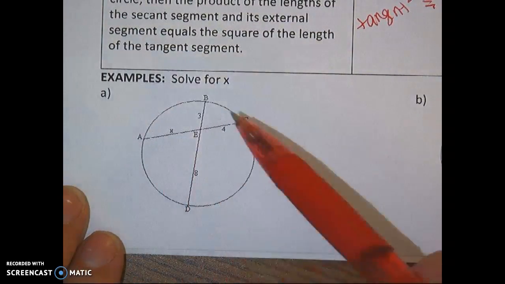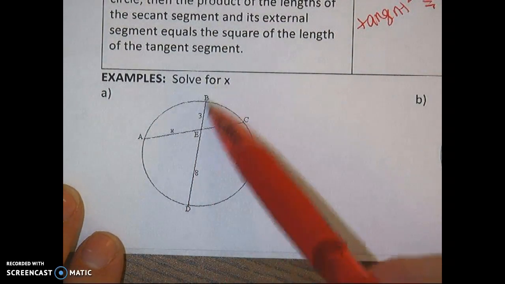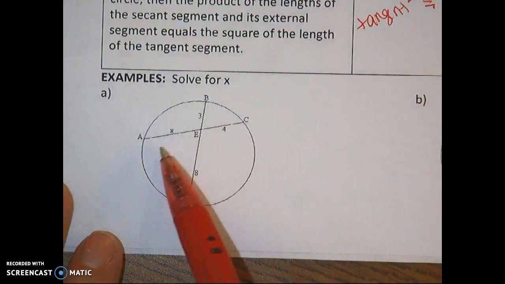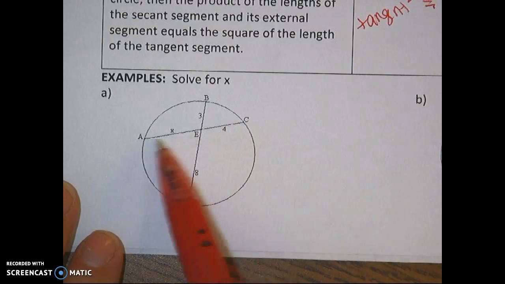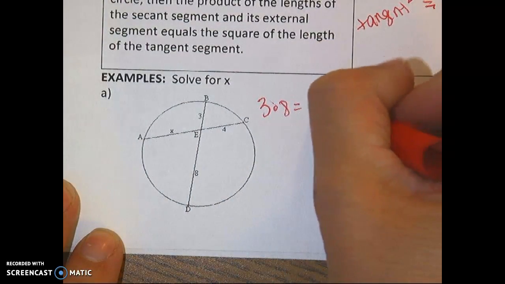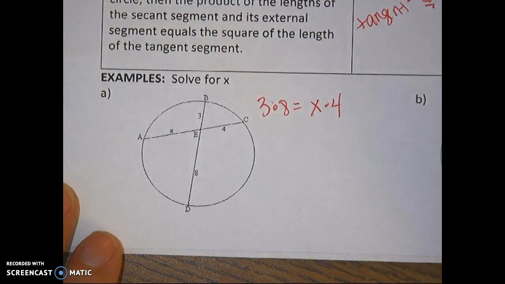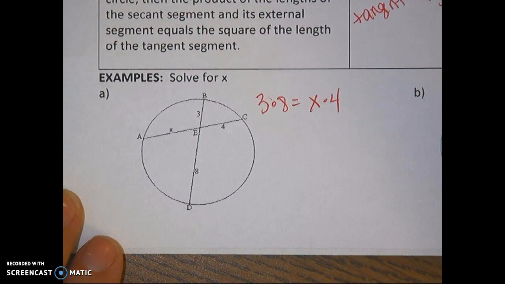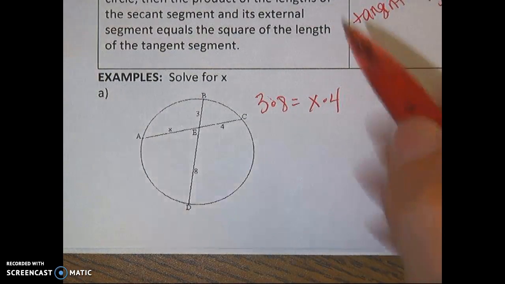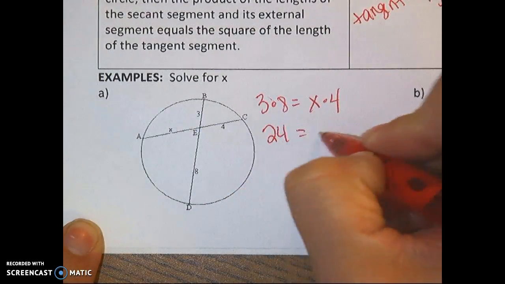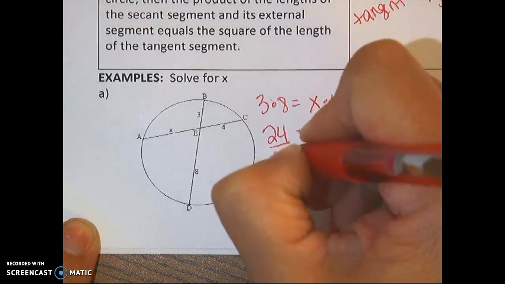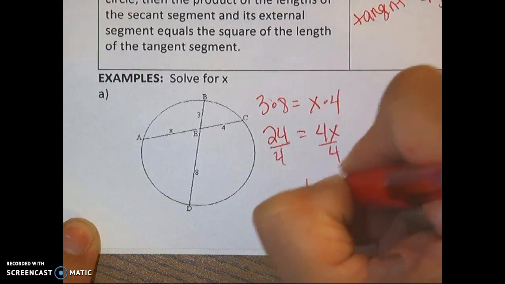When I look at this, I have a 3 and an 8 as the two pieces of this segment BD. X and 4 are the two pieces of segment AC. So when I do their product, 3 times 8 is going to equal X times 4. Those are the products of the two segments of each of those chords. And then I multiply these together. 3 times 8 is 24. 4 times X is 4X. And then divide to solve for X. You divide by 4. You get X equals 6.